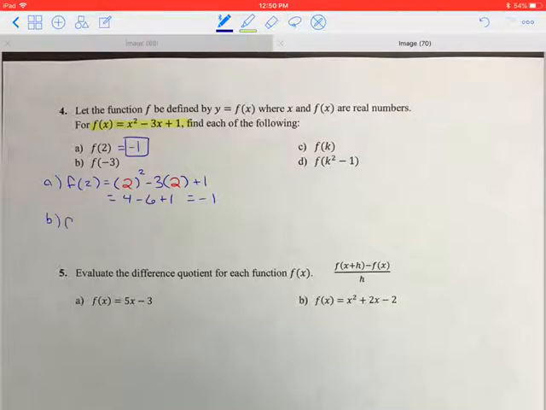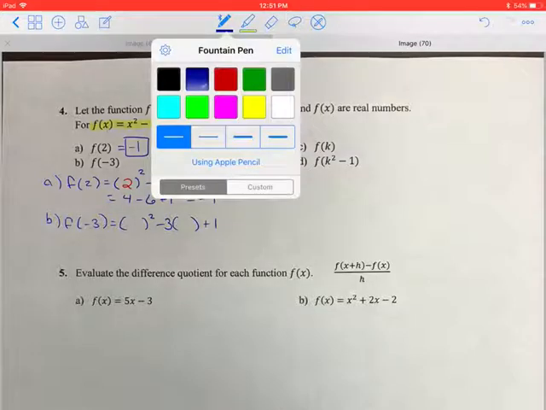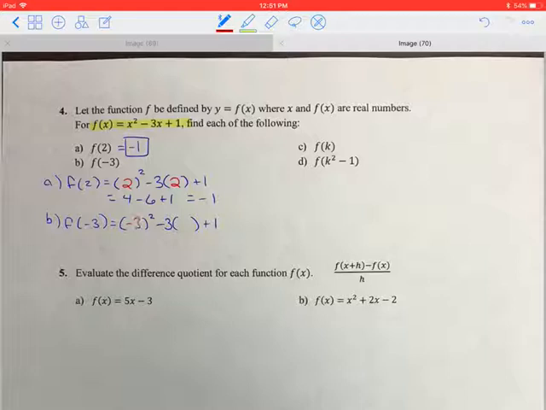So for part B, I'm going to do the same thing. I'm going to start with those open parentheses, and then I'm going to go back, and everywhere I have an open parenthesis, I'm going to replace it with a negative 3. So remember, negative 3 is in parentheses, so negative 3 squared will be positive 9. Negative 3 times negative 3 is positive 9, and plus 1. So that's going to give me a value of 19. So if I input a negative 3, I'm going to output a 19.